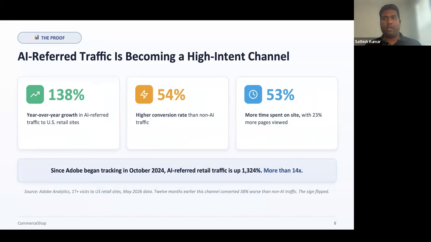So the other important thing is, as Sean pointed out earlier, everybody might get lesser traffic from the channels like Google and other platforms, but you might see a high intent traffic coming to your site from AI platforms, and the conversion rate would be higher. An example is AI referred traffic to a US retail site is close to 138%. The conversion rate is 54% higher than the non AI traffic, and people spend more time. Obviously, if they are having high intent, they're going to spend more time on the site.